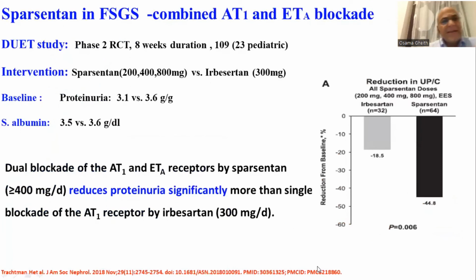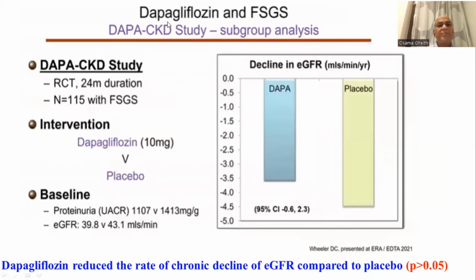What about sparsentan in FSGS? This is combined angiotensin 1 and endothelin A blockade in the DUET study. This is a phase 2 randomized controlled trial for 8 weeks duration, including 109 patients. They compared sparsentan with different dosages versus irbesartan 300 milligrams. The baseline proteinuria and serum albumin were comparable between the two arms, and they found that dual blockade of AT1 and ETA receptors by sparsentan reduced proteinuria significantly compared to AT1 blockade alone.